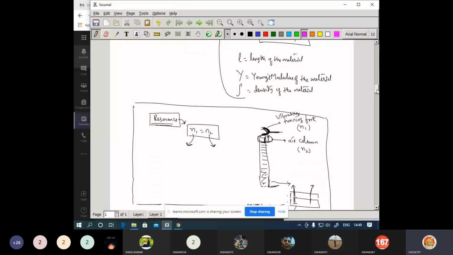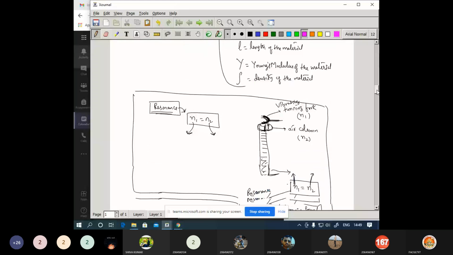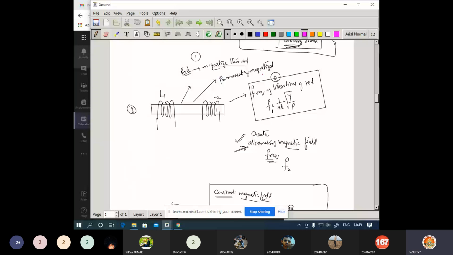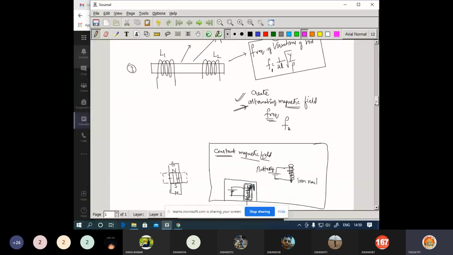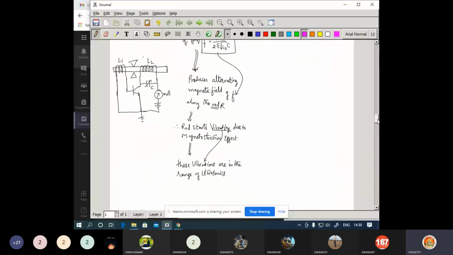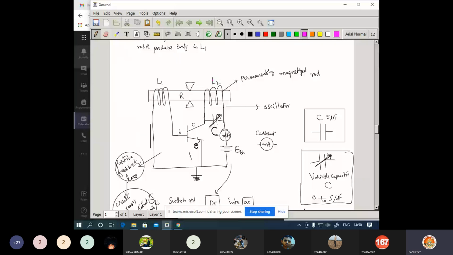Now thereafter what are we considering? This rod, first of all, you need to permanently magnetize before going to the experimental process. After magnetizing the material, you take two coils, L1 and L2. Now L2 is connected to a capacitor which is variable.